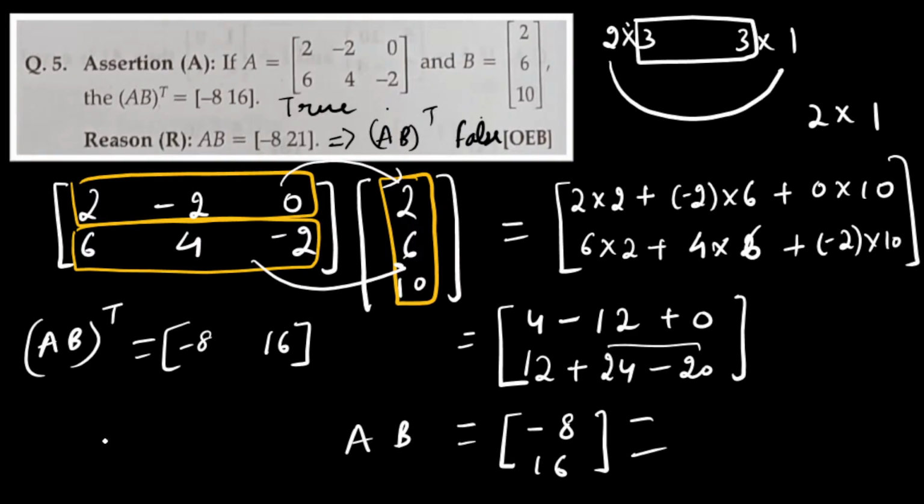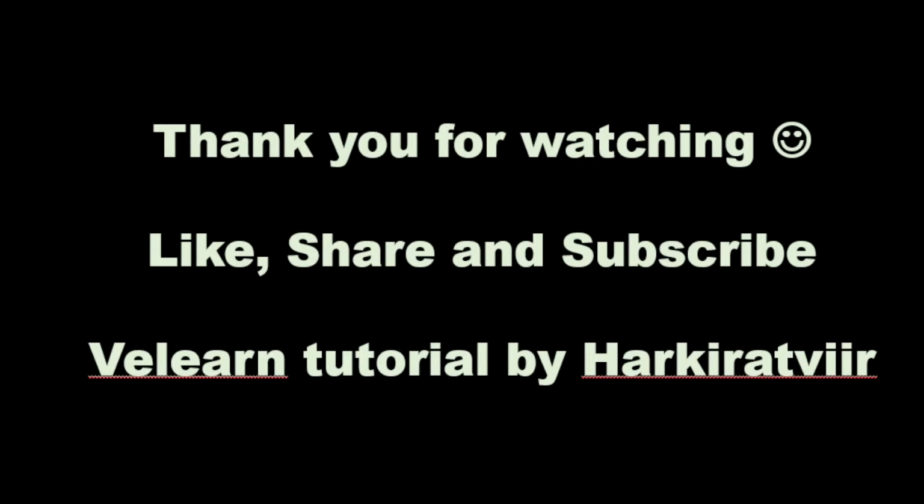A is true, R is false. So which option? It's option A. A is true, R is false. So anyone, any doubt? Here we have completed all the assertion reason based questions also. So I hope you have understood. If anyone has any doubt, please let me know.